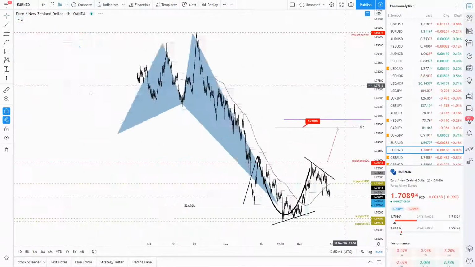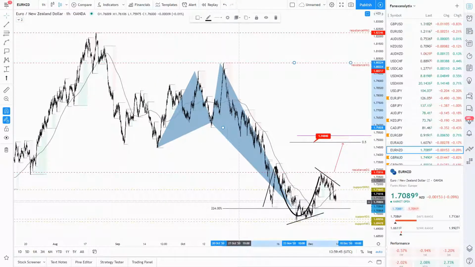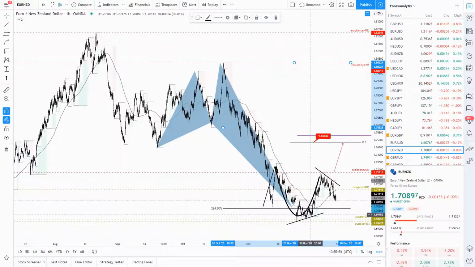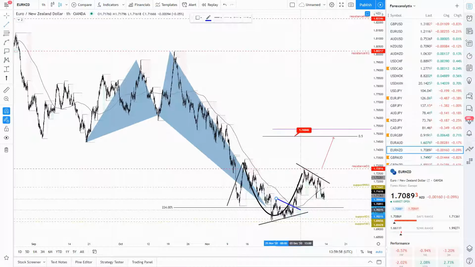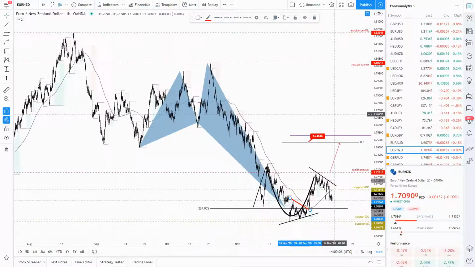Euro versus the New Zealand, nothing to say at this point. We have this 224% Fibonacci level acting as a nice support for this kind of a triangle there. We have a small consolidation period there, and the violation of that structure forced the price to react and trade even higher. So I projected this as a potential inverted head and shoulders.